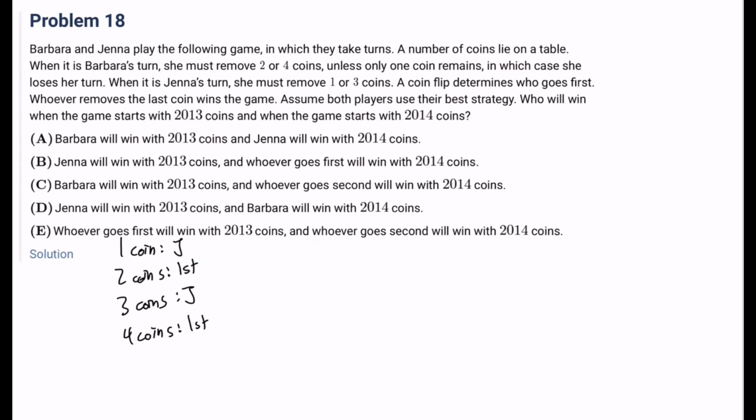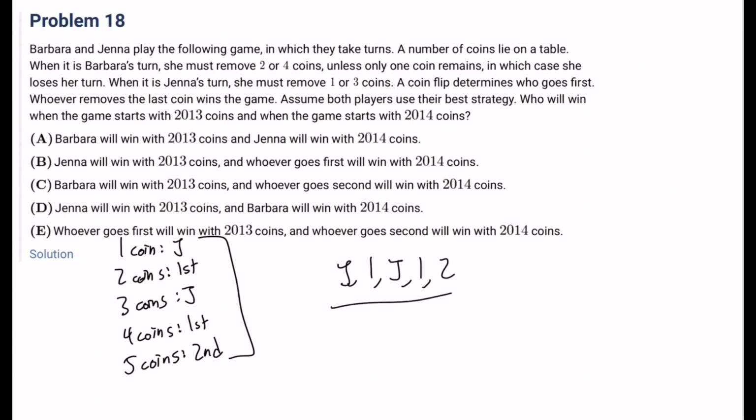And this is even. So the answer is right, but how you solved it is wrong. If you try one more, 5 coins, then it becomes weird, because if Barbara goes first, she must take out 2 or 4 coins, and whichever one she does, Jenna removes the last few coins, and so Jenna wins. But if Jenna goes first, then whatever she removes, Barbara can take all of what's left. So this is just the second person. So the second person is going to win here. So this pattern is going to keep repeating: Jenna, first, and second, and this is going to repeat.